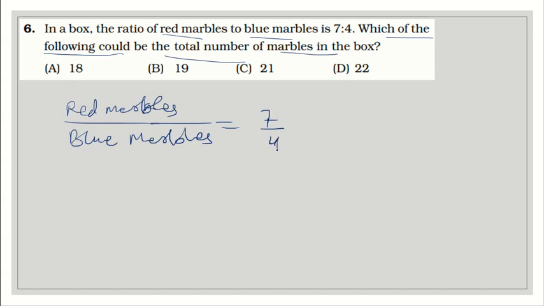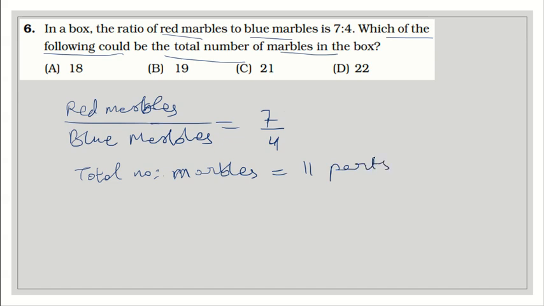Remember, the total number of marbles should be the sum of these parts. If I say red marbles are 7 parts and blue marbles are 4 parts, then to find the total number of marbles, I have to take the sum of these parts. So the total number of marbles should be 7 plus 4, that means 11 parts.